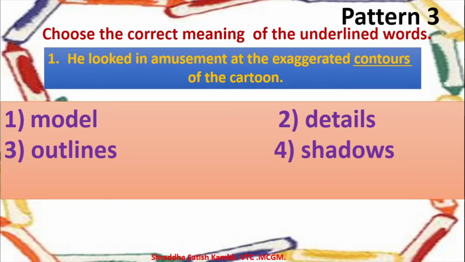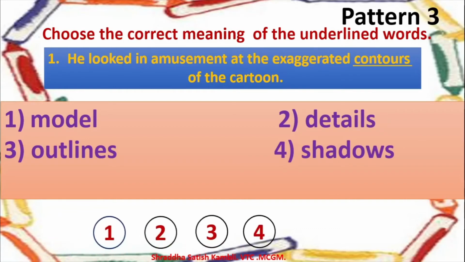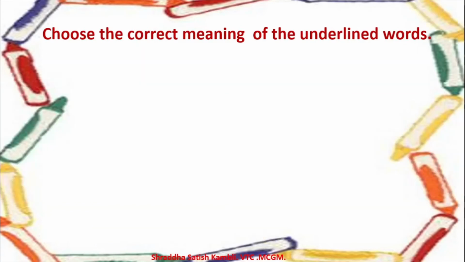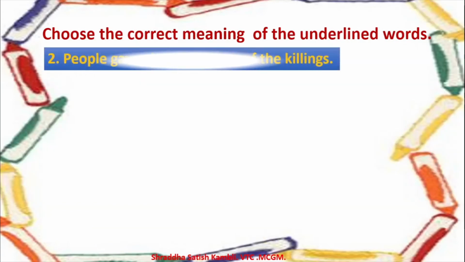Contours means what? Is it model? Is it details? Is it outlines or shadows? So here contours means the outlines. The lines which you draw before you start filling in the colors. So the outlines means contours. This is a new word for us. Let's move on and look at example 2 in pattern 3.